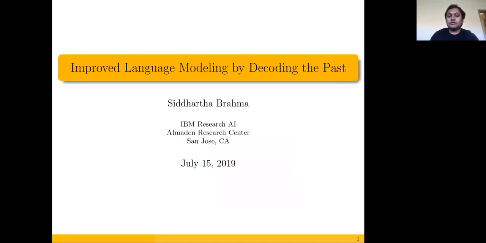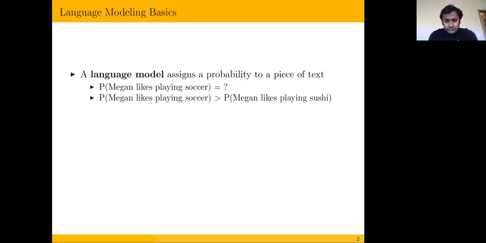All right, the paper is about a simple idea that tries to improve language modeling using neural networks. First, to define language modeling, by language modeling we mean an algorithm to assign a probability to a piece of text. For example, something like Megan likes playing soccer, we want to assign a probability to this piece of text. And the idea is that a model that can in some ways understand language well should assign a much higher probability to something like Megan likes playing soccer than to something like Megan likes playing sushi, which doesn't make sense. So that's the key task of language modeling.